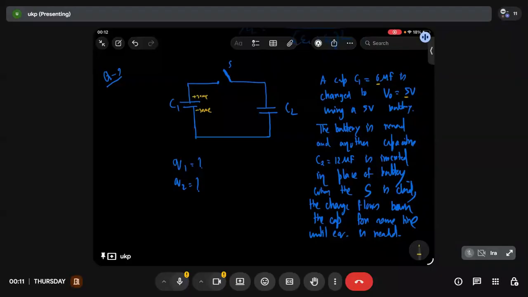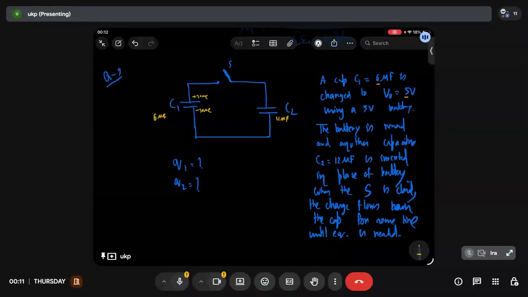Now there is another capacitor in the figure. This one is 6 microfarad and this one is 12 microfarad. Now there is another capacitor which is connected in parallel. Let's say that when finally equilibrium will be reached, after closing the switch, this plate will have charge Q1 and this will have charge Q2. Okay? Hopefully no need to mention, the others will be -Q1 and -Q2.